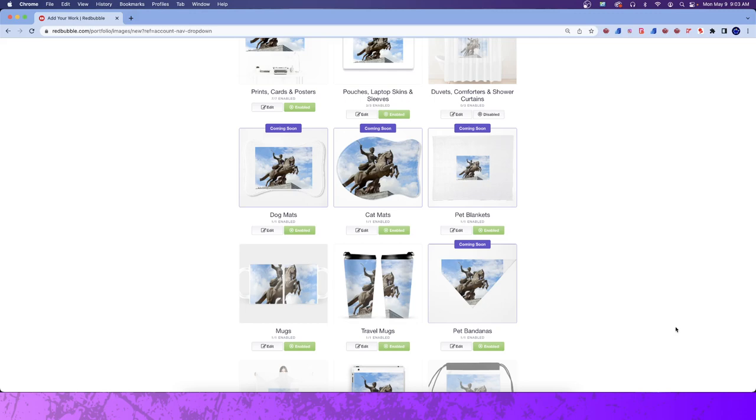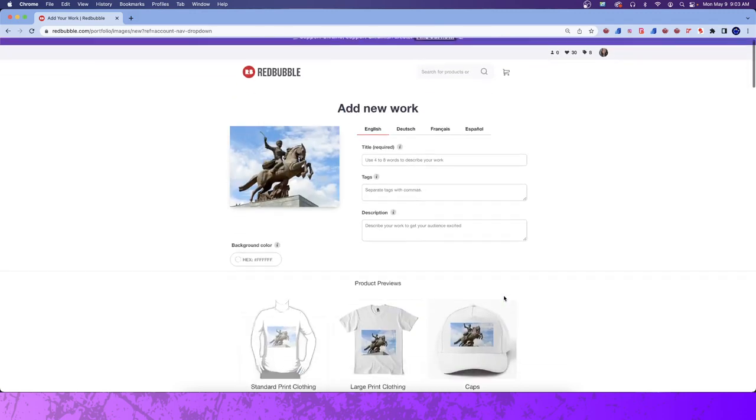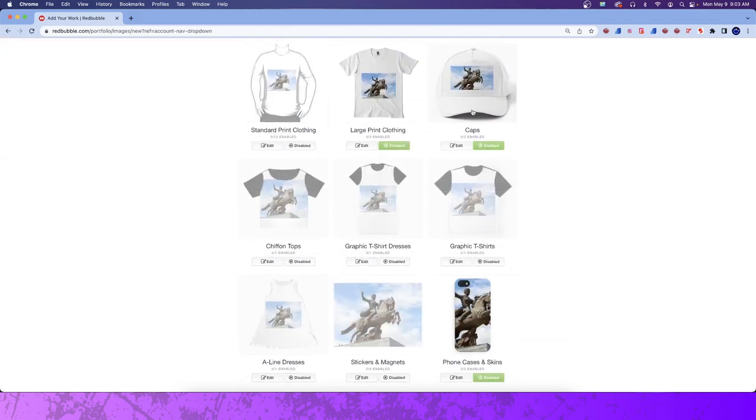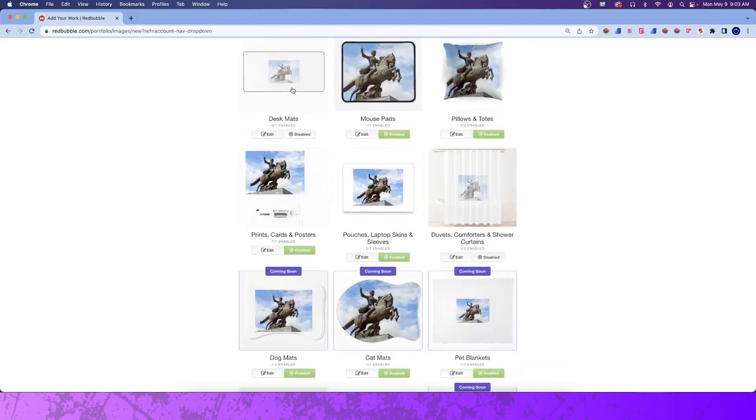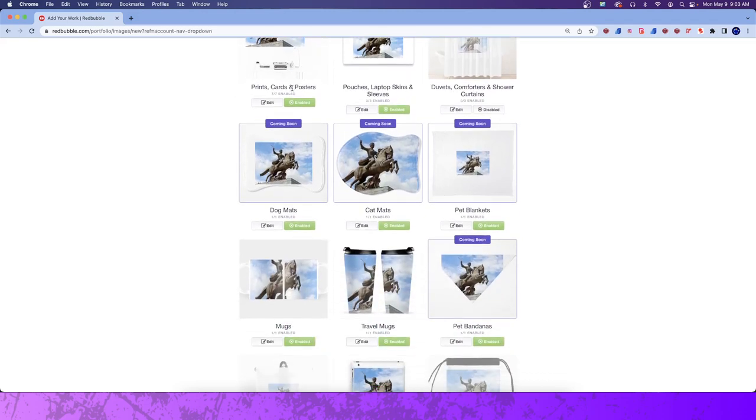Now, this is kind of interesting because if you notice, it's all pet-related products that are coming soon to Redbubble. If you guys do remember, some of the new products that were added were the caps. That was the most recent product that was added, right? We had the desk mats that were also added recently. So we've had some recent products in the past few months, I would say maybe 5 to 6 months ago, maybe even 4 months. I'm not really sure, I don't have an exact time frame, but we have the dog mats, the cat mats, the pet blankets, and the pet bandanas.